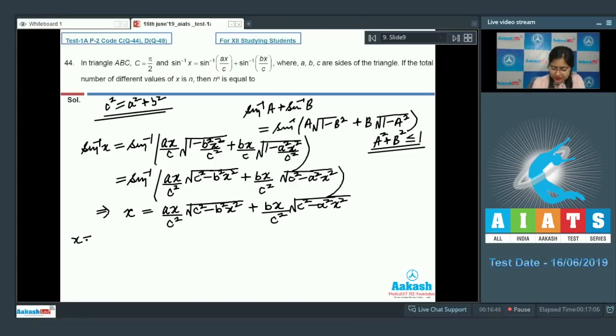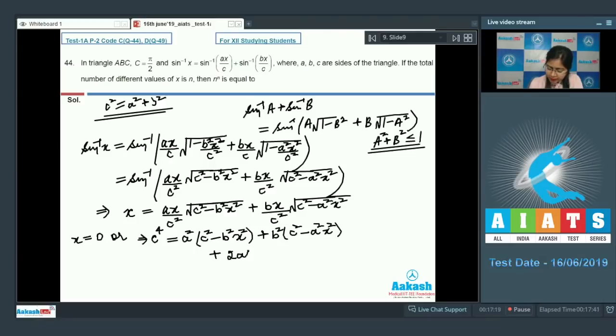So taking x common, we can say either x is equal to 0, or taking c square on the left hand side and squaring, we will have c raised to the power 4 equal to a square into (c square minus b square x square) plus b square into (c square minus a square x square) plus 2ab into under root of, multiplying these, we will get c raised to the power 4 minus a square x square c square minus b square c square x square plus a square b square x raised to the power 4. So this is what we get from here, right?